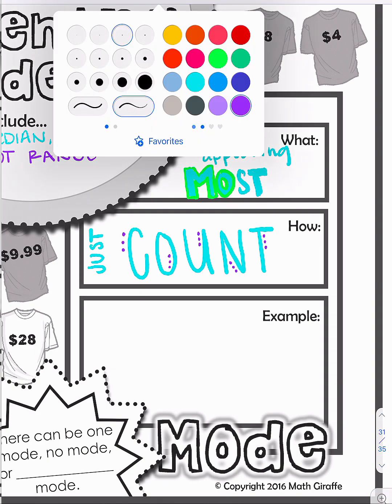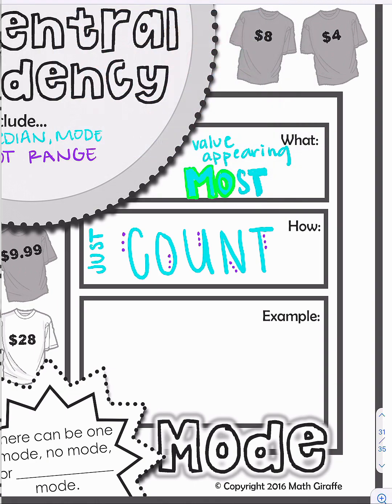Okay, so let's list our values in our data set. So again, we had $4.50. We had $6.50. We had a $7 t-shirt, an 8, another 8, a 9, a $9.99, another $9.99, and then a 28. So we're just looking for any values that repeat themselves.